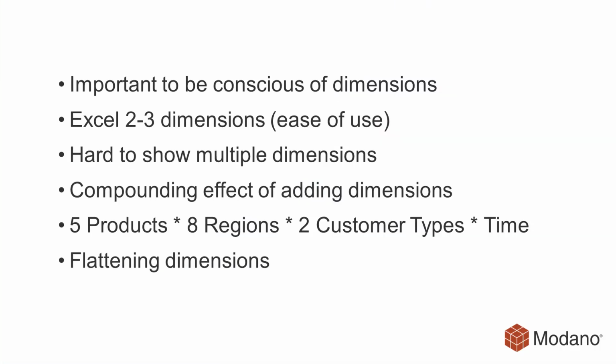Now, one area just to touch on is that of flattening dimensions. So to a certain extent, you might actually be able to still handle products and regions by creating something like almost a hyphenated product region option.